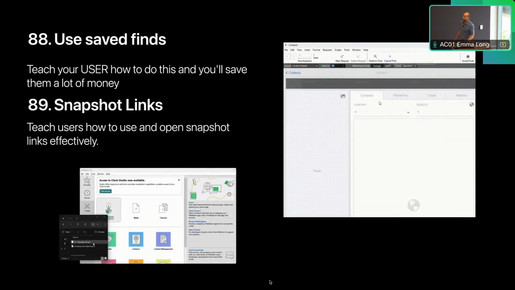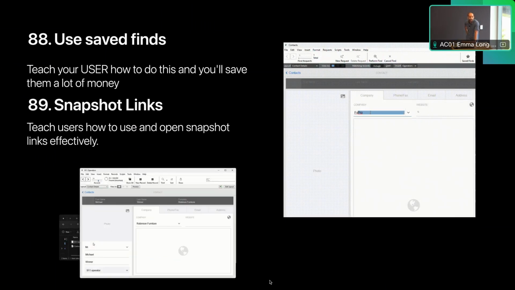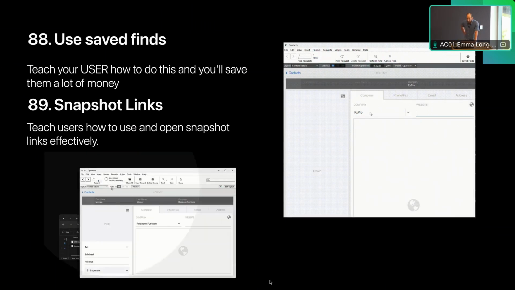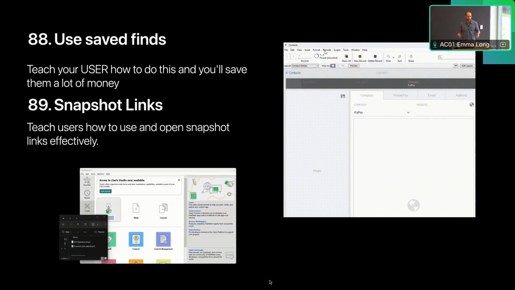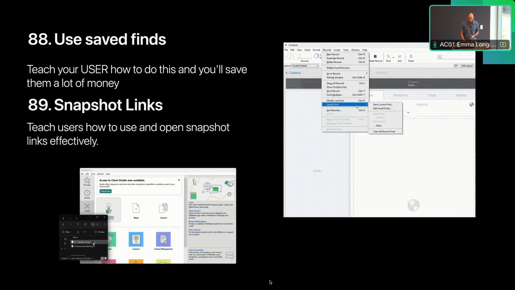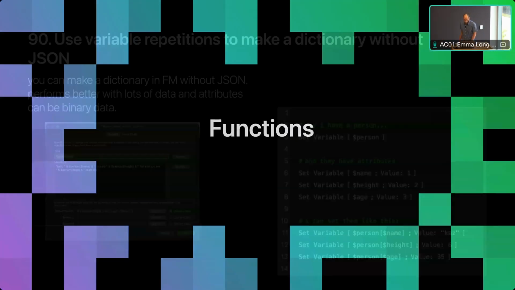Use saved finds. Tell your users that they can save their finds and they can reuse them whenever they want. They don't need to call you. They can do this themselves. Empower them. Snapshot links, similarly, teach them how to open, send, and use snapshot links internally within their organization. It can change everything.